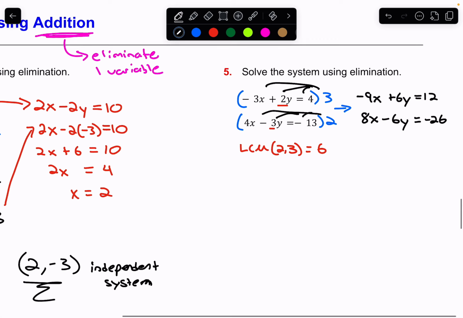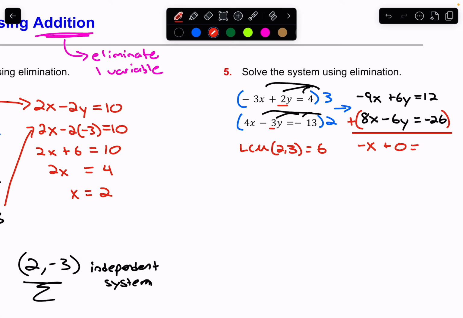Okay, now that I have the y coefficients as opposites, now I can add the equations together. So if I add the top and bottom equations together, negative 9x plus 8x is negative 1x, 6y minus 6y is 0, and 12 minus 26 is negative 14. If I simplify this, this says negative x equals negative 14, which means x is positive 14. All right, not so bad.